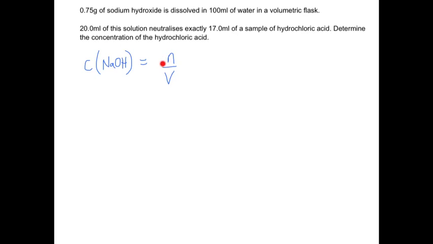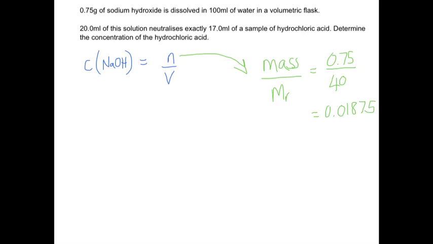We're going to have to work out the number of moles because we're given a mass at the top of the problem. So you can do that using the formula number of moles equals mass over Mr, and we take 0.75 grams and we divide it by the Mr of sodium hydroxide, which is 40. So that gives us 0.01875 moles of sodium hydroxide in our solution.